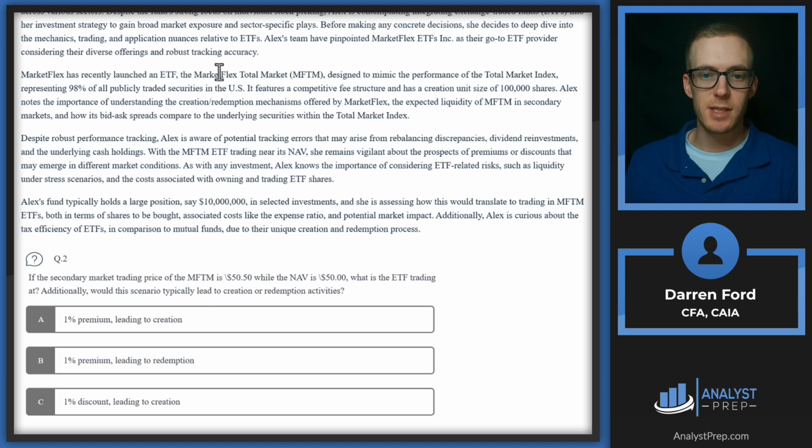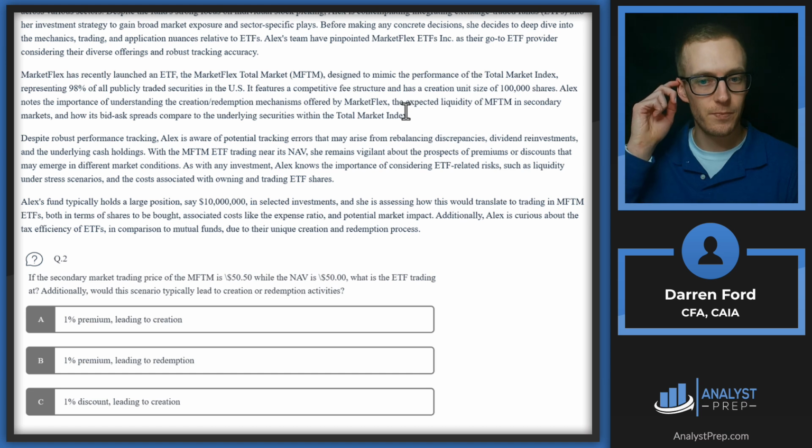MarketFlex has recently launched an ETF, the MarketFlex Total Market, designed to mimic the performance of the Total Market Index, representing 98% of all publicly traded securities in the U.S. It features a competitive fee structure and has a creation unit size of 100,000 shares. Alex notes the importance of understanding creation redemption mechanisms offered by MarketFlex, the expected liquidity of MFTM in secondary markets, and how its bid-ask spreads compare to the underlying securities within the total market index.